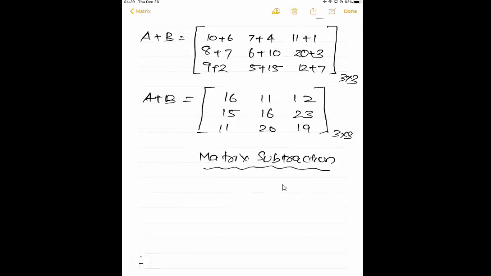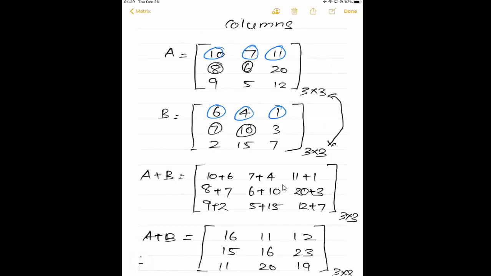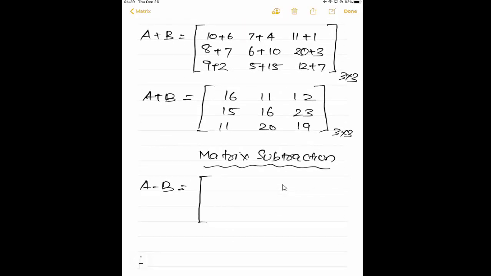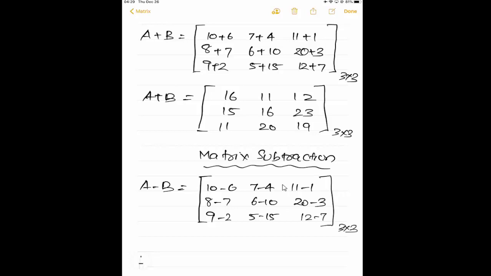The next one is matrix subtraction, A minus B. For this also, same rule, it must be of the same dimension. Here, same example, A minus B I'm going to implement. It's very simple. Instead of plus, you have to make it minus. So 10 minus 6, 7 minus 4, 11 minus 1, 8 minus 7, 6 minus 10, 20 minus 3, 9 minus 2, 5 minus 15, then 12 minus 7. It's a 3 cross 3.